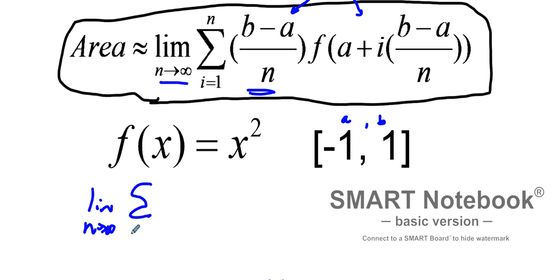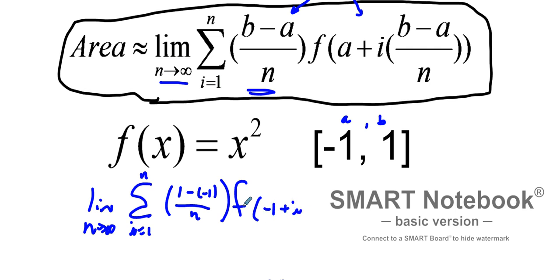So we would start here. We would have i equaling 1. So I'm going to start with our first one. We have n going to infinity. We would have 1 minus -1 over n, because our n is infinity. So we're just going to put n. And our f of x, so we would have f of -1 plus i, being whatever this index is, times our delta x. So it'd be 1 minus -1 over 2. And we put that, and that would be good there.